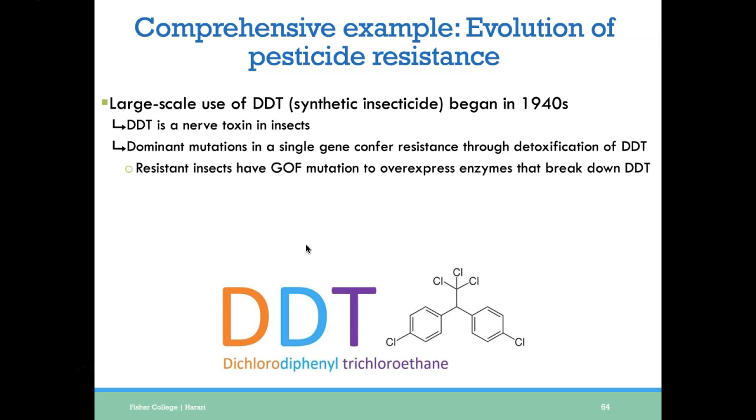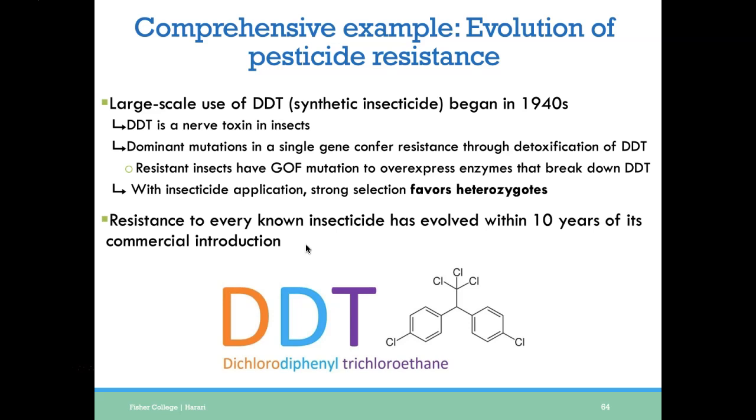So the resistance was because of a single gain of function mutation that overexpresses an enzyme that can break down DDT. So any of these mutants can be sprayed with DDT and still survive because they can just break it down. So with insecticide application, we see that there's a strong selection for heterozygotes. There's a heterozygote advantage in here as well. It's better to only have one gain of function mutation than to have two gain of function mutations.